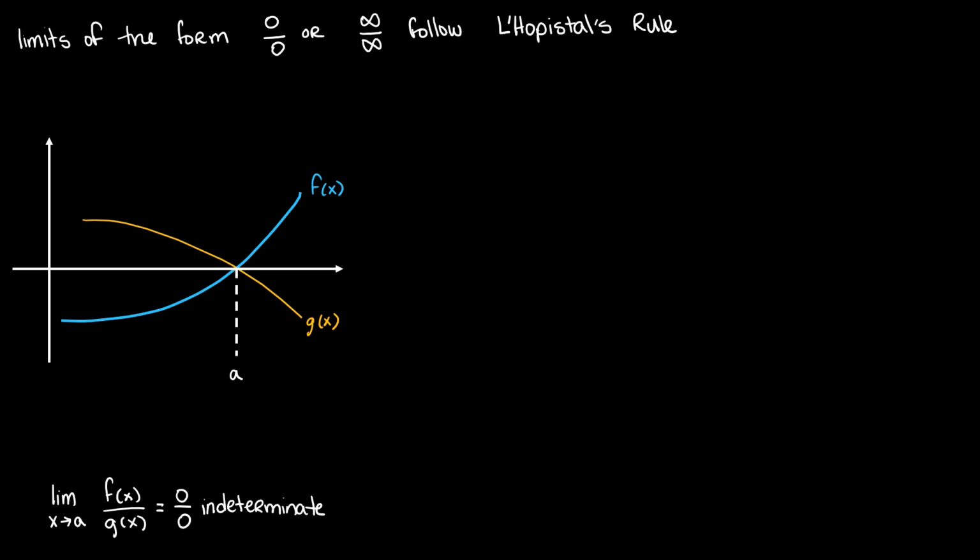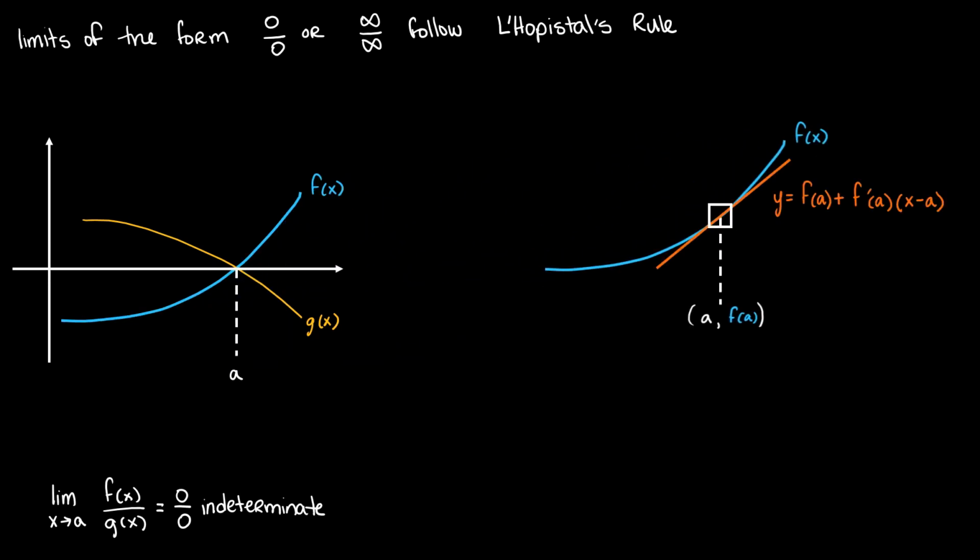They both pass through the x-axis when we allow x to approach a. That means their outputs are 0 at x equals a. And if we use our knowledge of derivatives to approximate these functions very close to a, we can see that the tangent line that's formed is indistinguishable from the original function f. Only when we are very close to a, though, which is exactly what we're going to be doing because we let x approach a. Same thing for the denominator function.